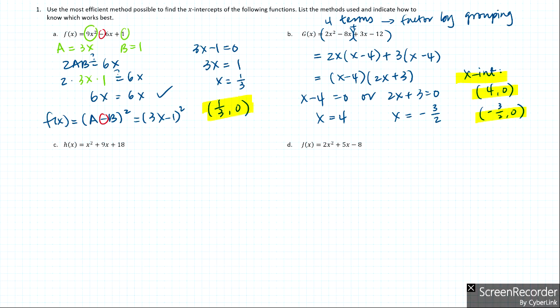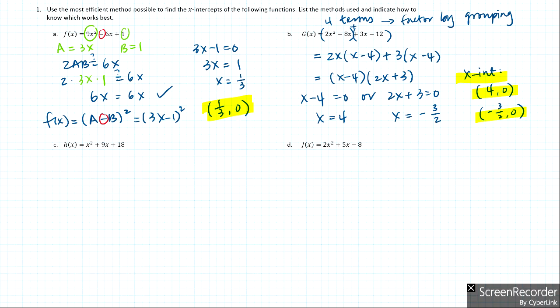And we talked about this before. Whenever you have a perfect square trinomial, you would only have one x-intercept because the two factors are identical to each other. These two x-intercepts essentially overlap, and that's also going to be the vertex of our function over here.